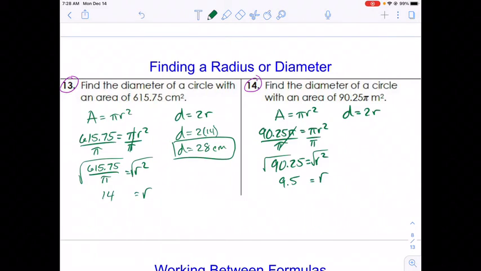And then we're going to multiply that by 2, so the diameter is going to equal 2 times 9.5, which is going to give us 19, and this would be in meters. So if they ask you just for the radius, it should be done here over at the left, but since they asked us for the diameter, we have to make sure we double that to get our answer.